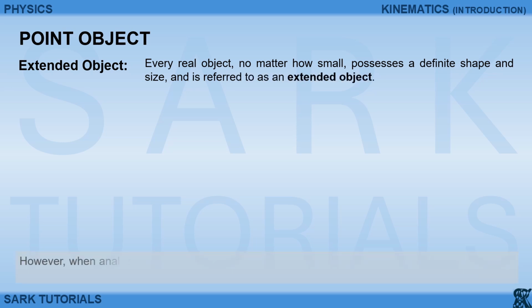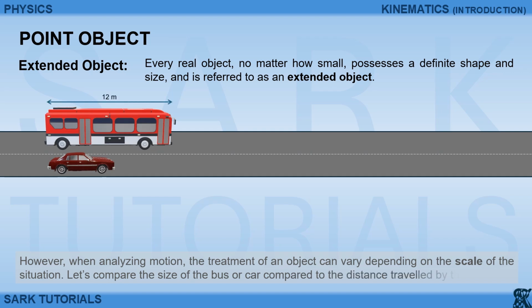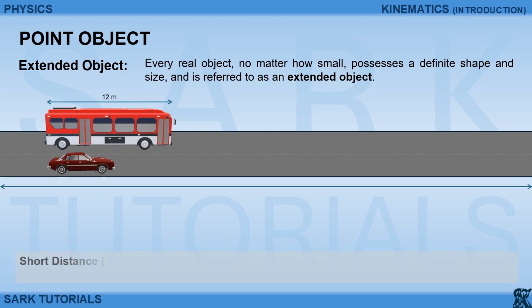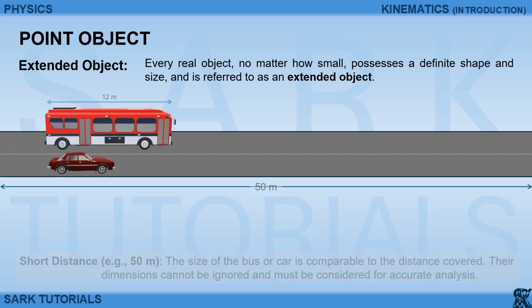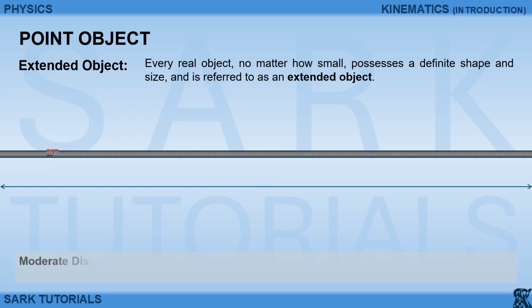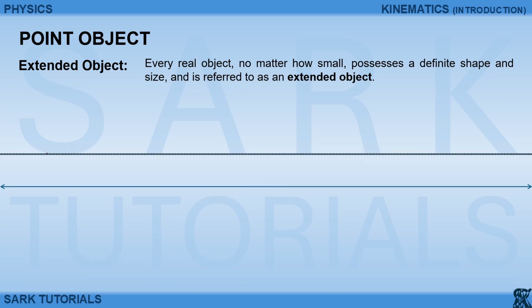However, when analyzing motion, the treatment of an object can vary depending on the scale of the situation. Let's compare the size of the bus or car compared to the distance traveled by them. Short distance, for example 50 meters, the size of the bus or car is comparable to the distance covered. Their dimensions cannot be ignored and must be considered for accurate analysis. Moderate distance, that is 500 meters, although the distance is greater, the size of the object still has a noticeable impact and cannot yet be neglected.